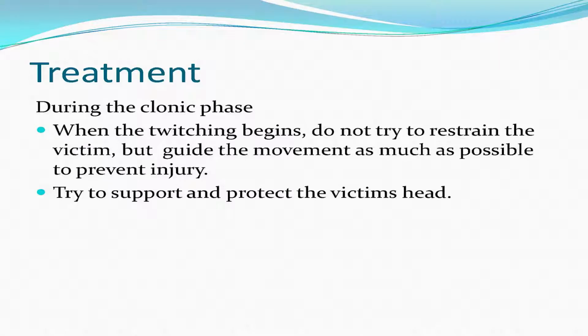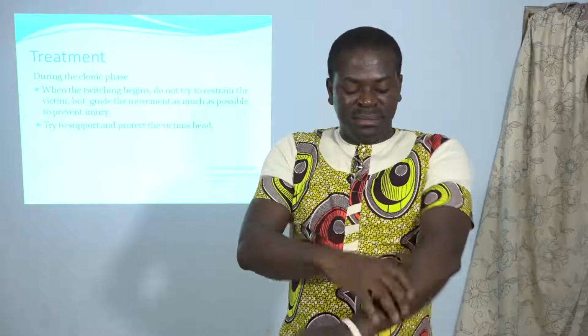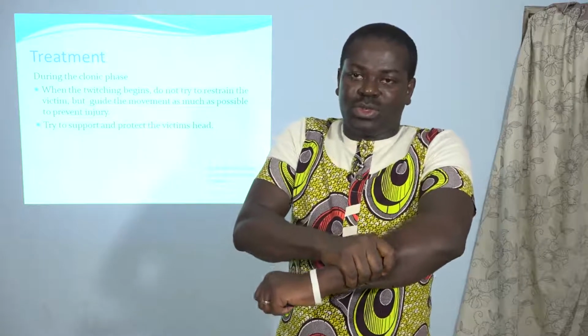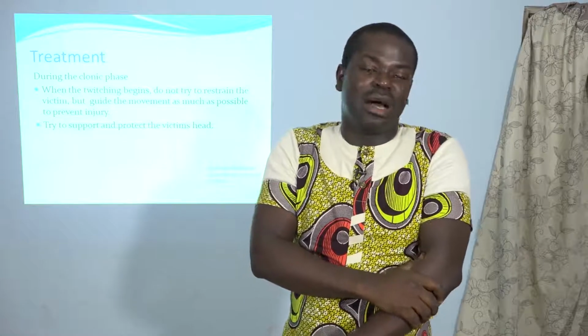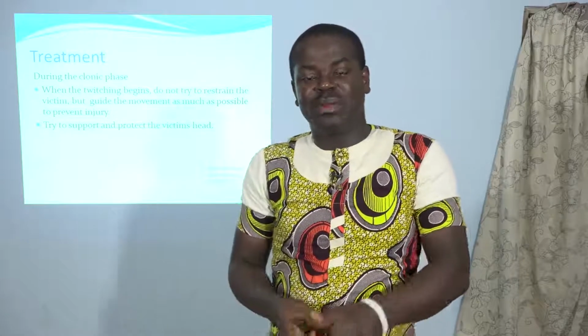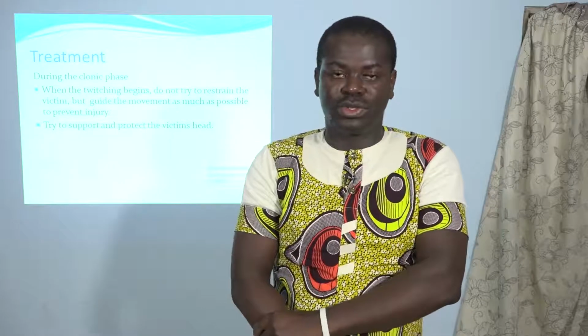Then we move on to the clonic phase. The clonic phase is when the muscle becomes relaxed and the individual starts jerking. So what are some of the things that you will do? When the twitching begins, do not try to restrain the victim. Sometimes some of our women will try to touch the individual, preventing the individual's muscles from jerking. At that point in time, the muscles cannot be stopped from jerking because it is coming from the brain. Physical strength cannot stop it.